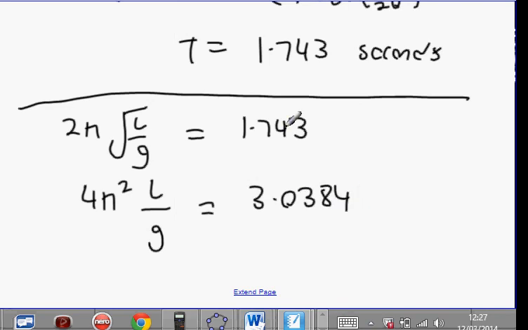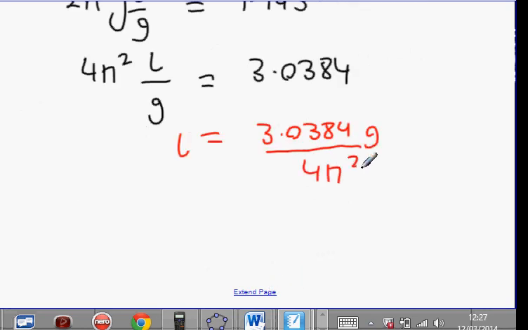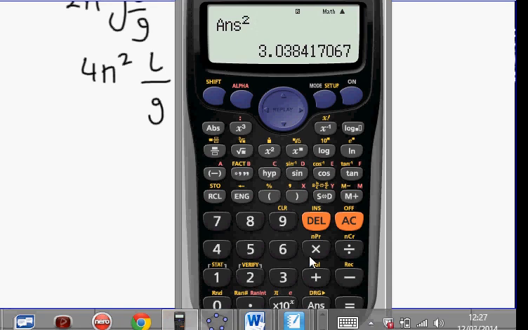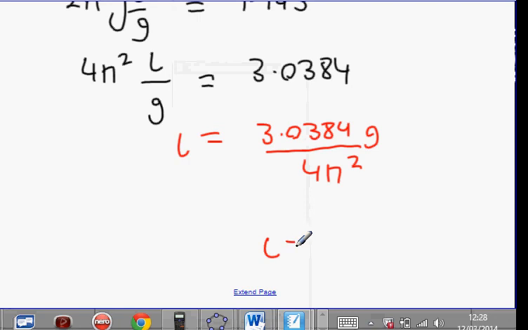We're going to isolate L. So we're going to get L equals 3.0384 multiplied by gravity. Bring gravity up, and bring 4 pi squared down, and put that all into the calculator. So we're going to multiply by 9.8, and then divide all by 4 pi squared. And what we get there is 0.754. So L is 0.754 meters. Okay.